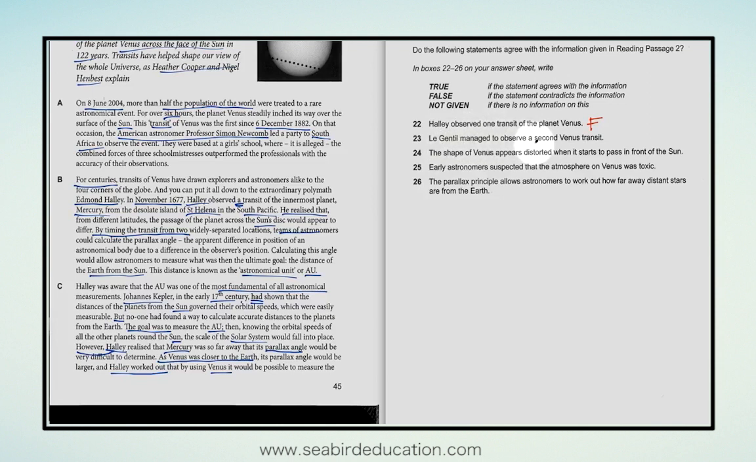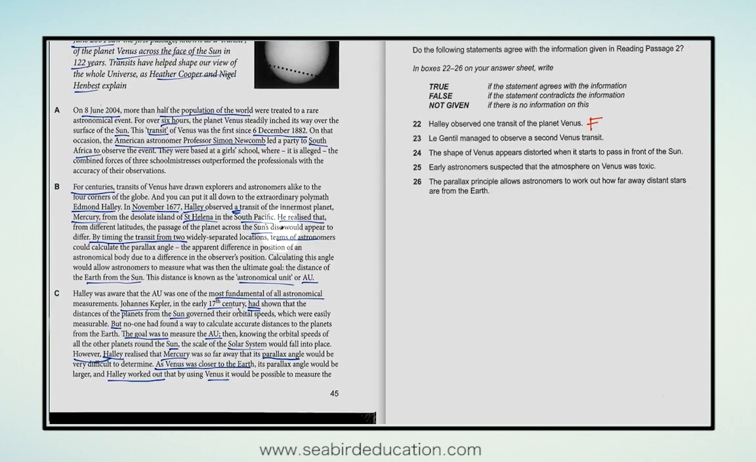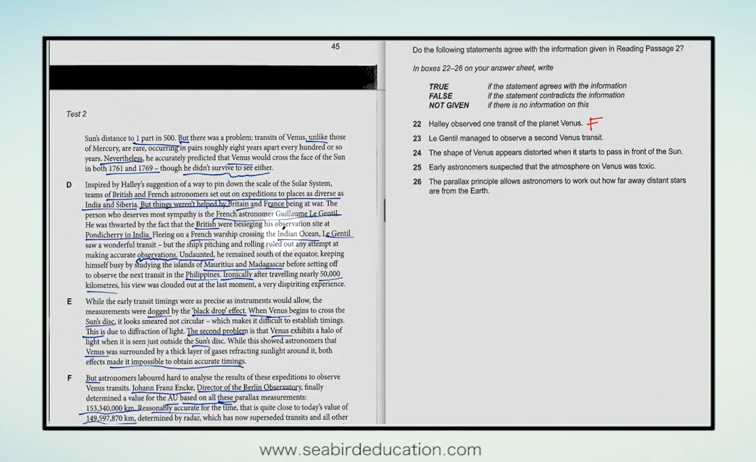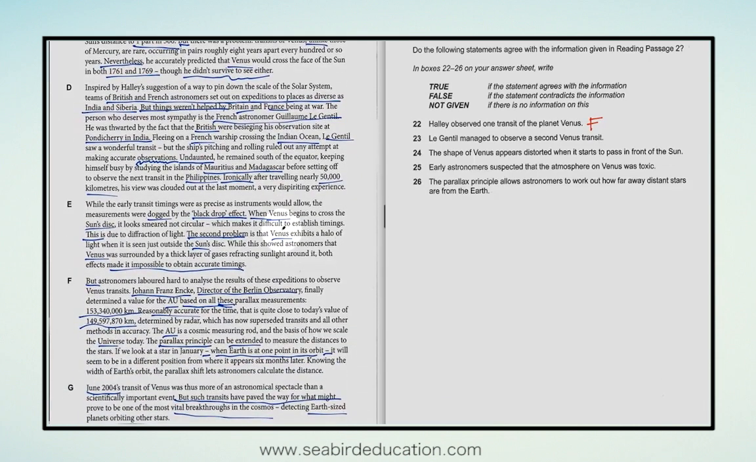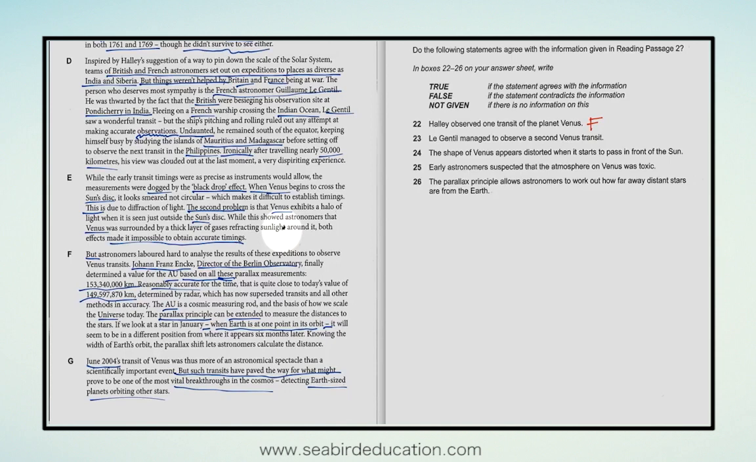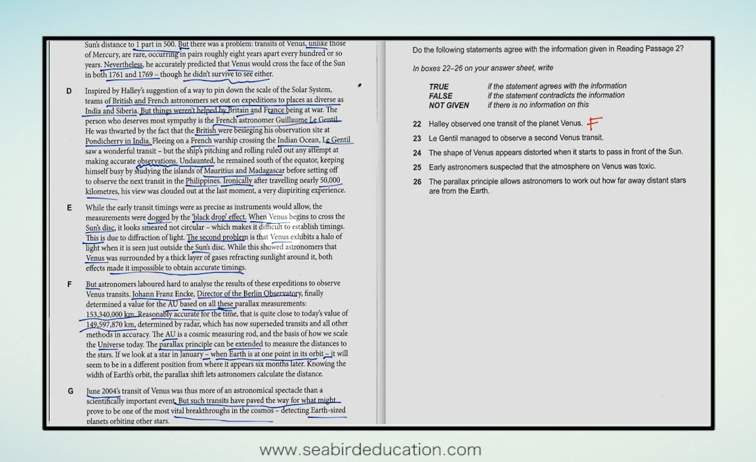Le Gentil managed to observe a second Venus transit. Did he? Okay, if he did, then number 22 is not... Oh, God, okay. This is tricky. Didn't get much sleep last night. Mr. Le Gentil. Where is he now? Observe the next transit in the Philippines. Okay. After traveling 50,000 kilometers, he was clouded out at the last moment.